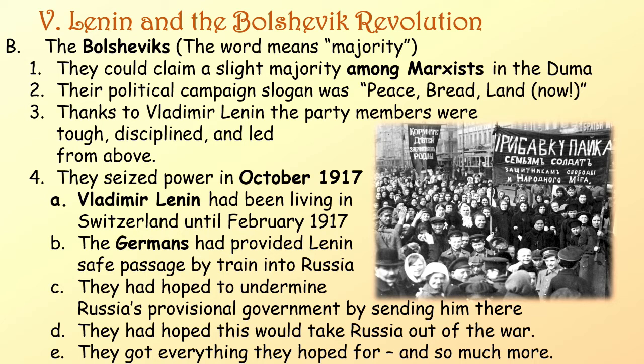Vladimir Lenin had been living in Switzerland until February 1917. The Germans had provided Lenin safe passage by train into Russia. They had hoped to undermine Russia's provisional government by sending him there. They had hoped this would take Russia out of the war. They got everything they hoped for, and a lot more.